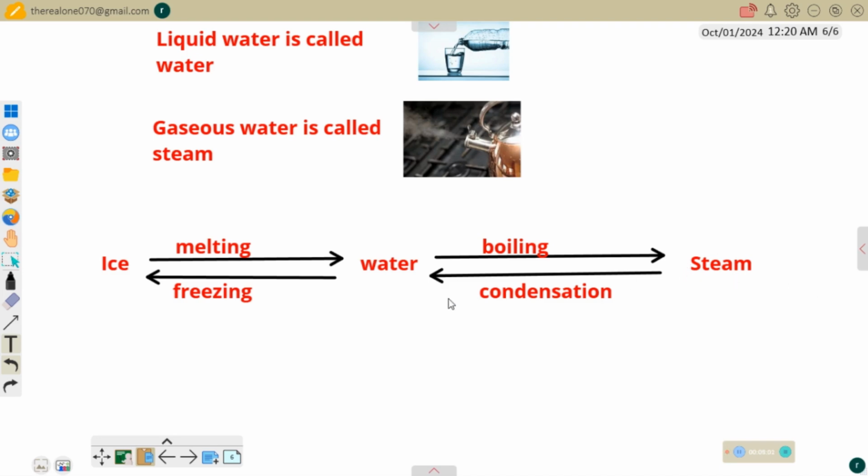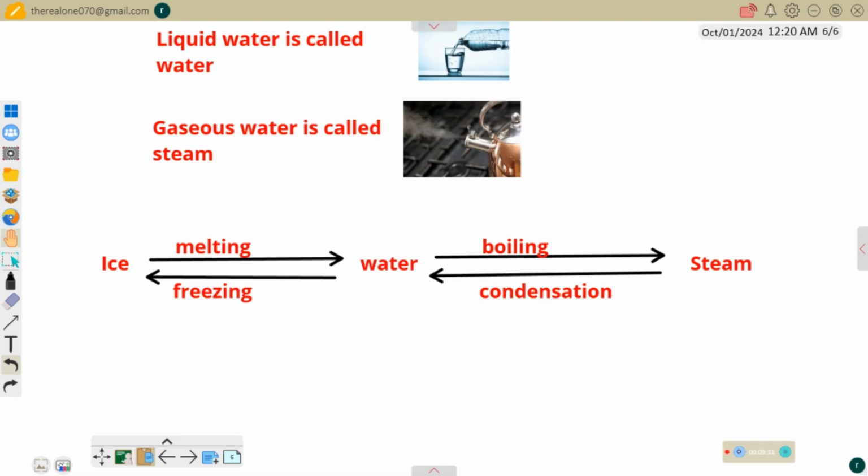Similarly, for the backward process, we need to remove heat. We need cooling. So steam will condense back to water. That is, gaseous water will turn back to water through the condensation process. Then liquid water can turn back to ice through the freezing process. Now let us see some other important facts about change of state.